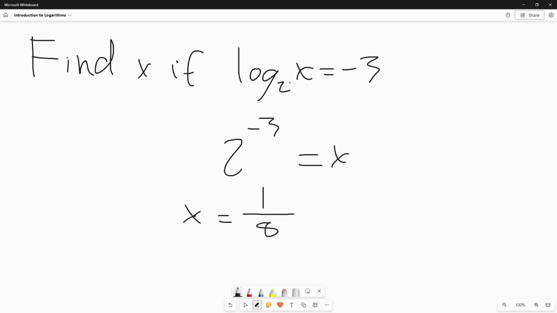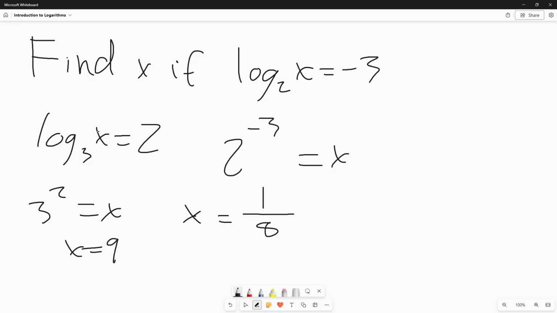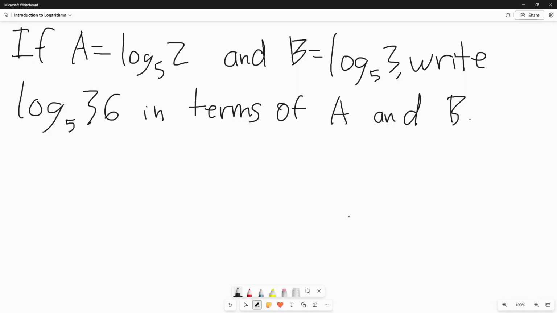And this works if you have anything like log base 3 of x is equal to 2. Then you can just use the same logic. 3 to the power of 2 is equal to x, and x equals 9. If you're missing the thing in the middle, but you have the other two values, you can always just convert it into exponent form and find the answer there easily. And now let's just do one last problem.